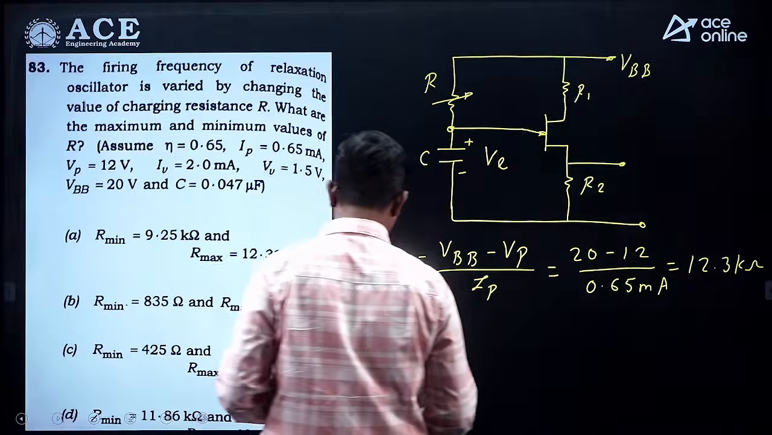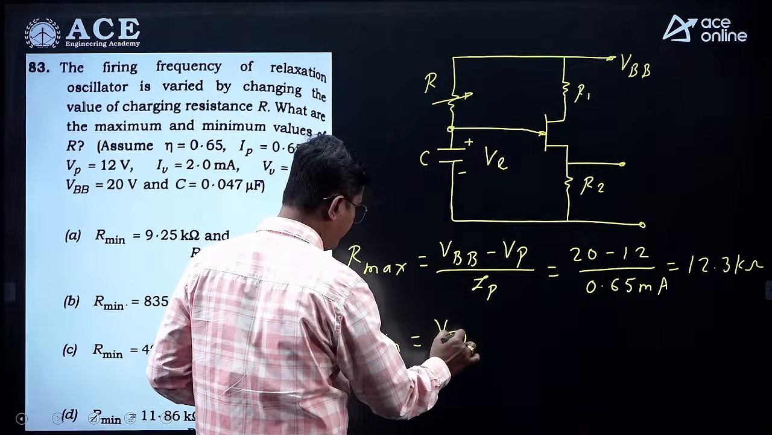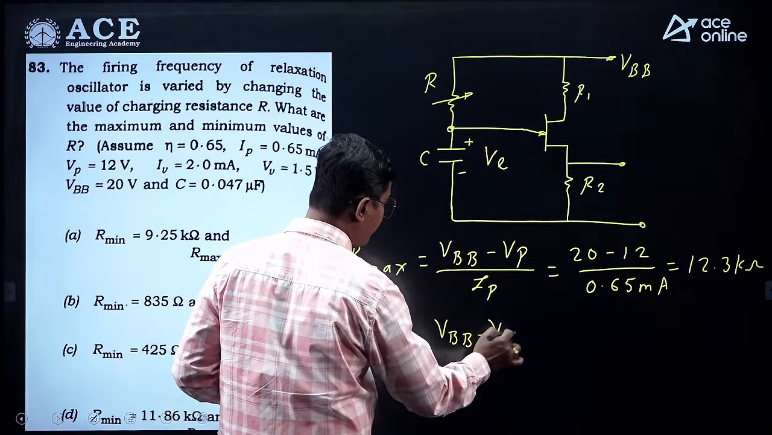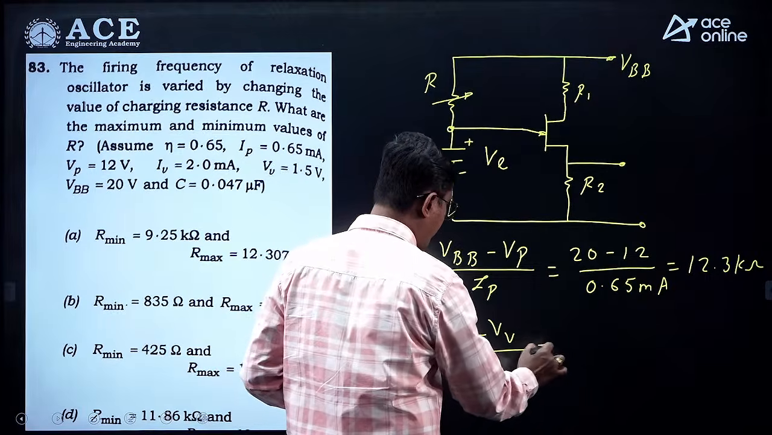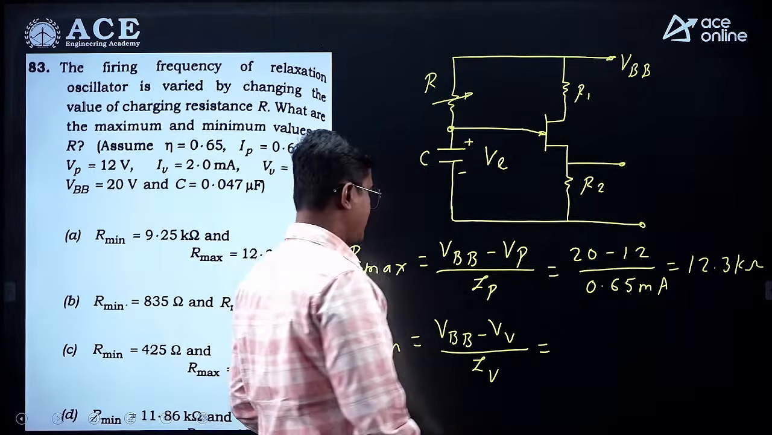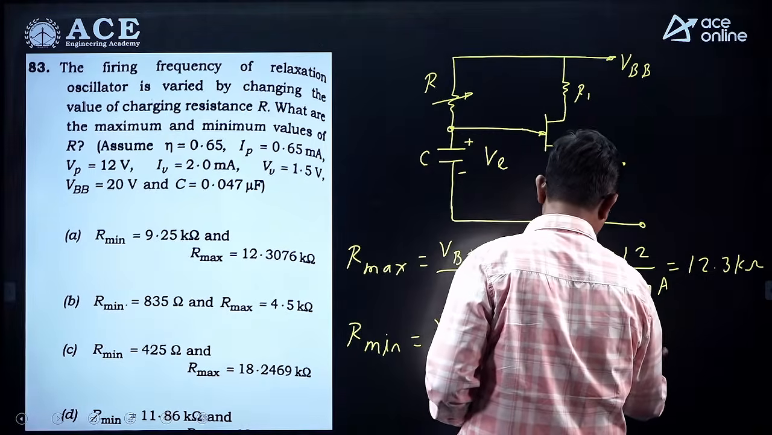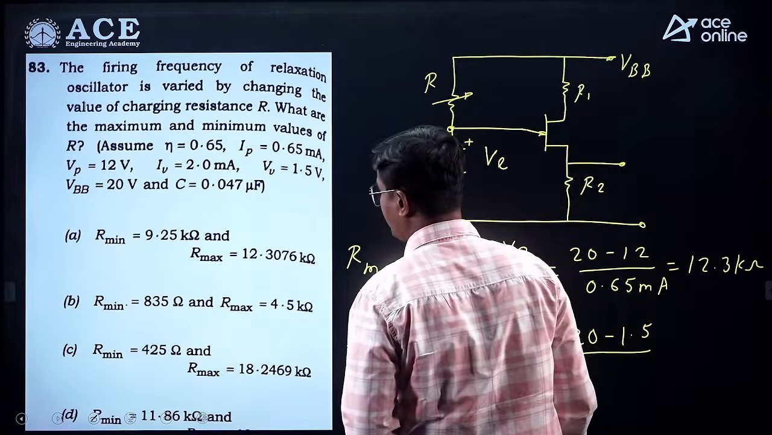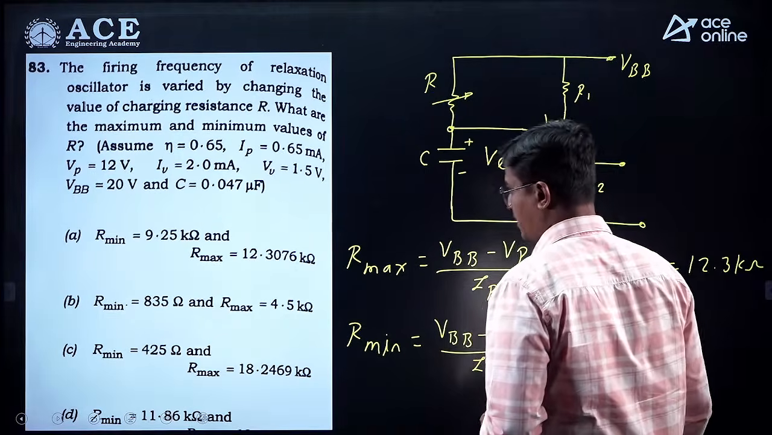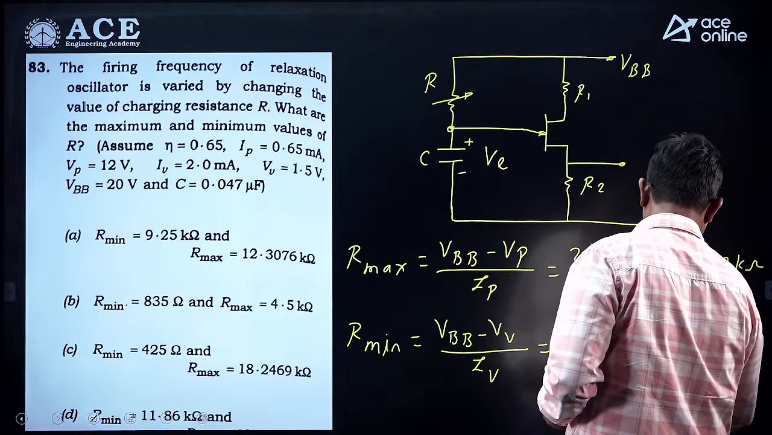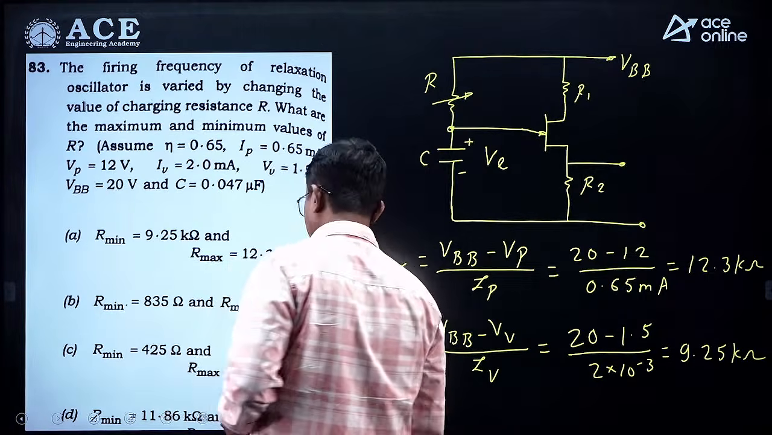Similarly, R min is equal to VBB minus VV upon IV. VV is the valley voltage, and IV is the current corresponding to the valley voltage. It is 20 minus VV of 1.5, upon IV, that is 2 into 10 to the power minus 3. If you simplify this, you get 9.25 kilo ohm. So the correct answer is option A. Option A is the correct option.